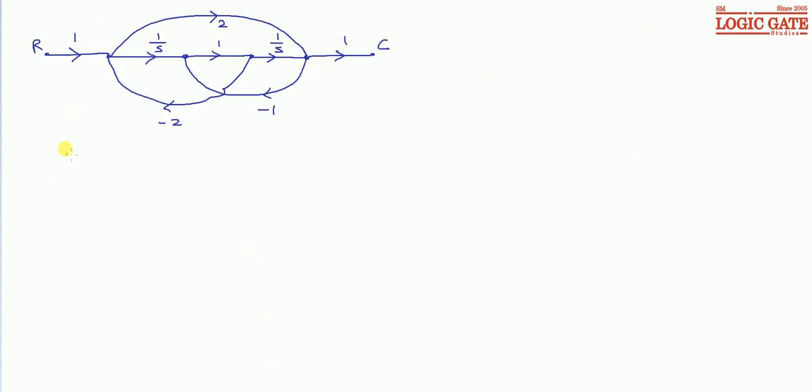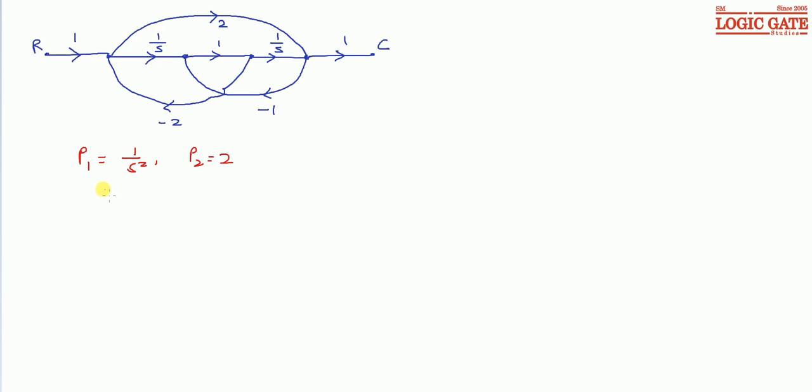Now let's see the number of forward paths and loops in this signal flow graph. So we can see one forward path is 1 by s, 1 by s and then 1. So its gain is 1 by s square. And the next forward path is 1, 2 and 1. So gain is 2. So in this signal flow graph we have two forward paths.